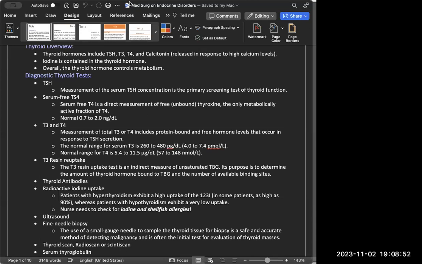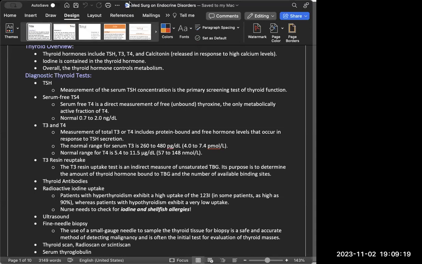TSH concentration is the primary screening test for thyroid function. So we do a TSH level to know what's going on with their thyroid. And that could be really important on a patho quiz or even on the NCLEX. If I'm trying to rule out a thyroid problem in a case study, I'm going to want to measure those TSH levels.